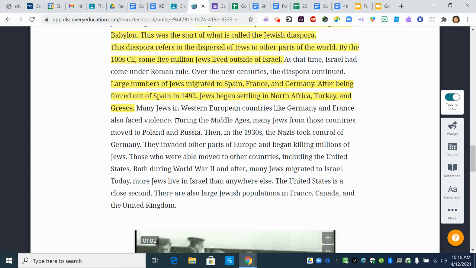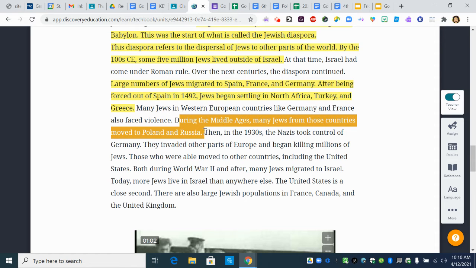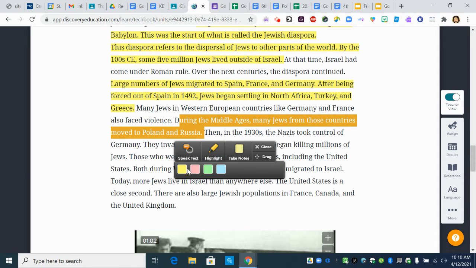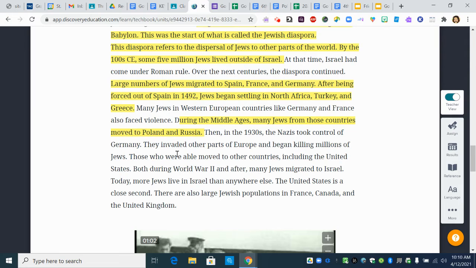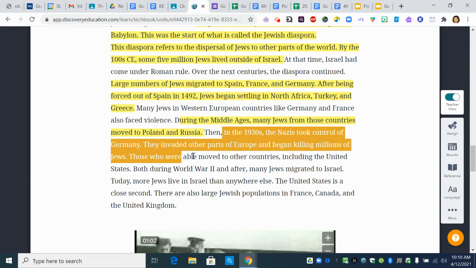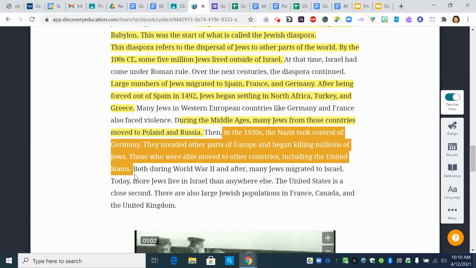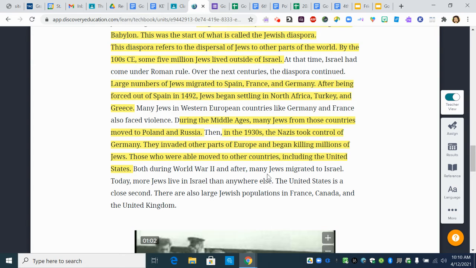Then, in the 1930s, the Nazis took control over Germany. They invaded other parts of Europe and began killing millions of Jews. Those who were able to moved to other countries, including the United States. So we know that this was a huge part of our history. Both during World War II and after, many Jews migrated to Israel.